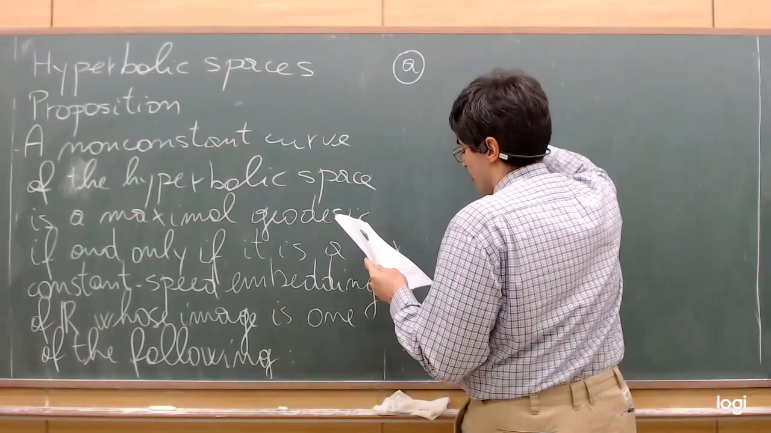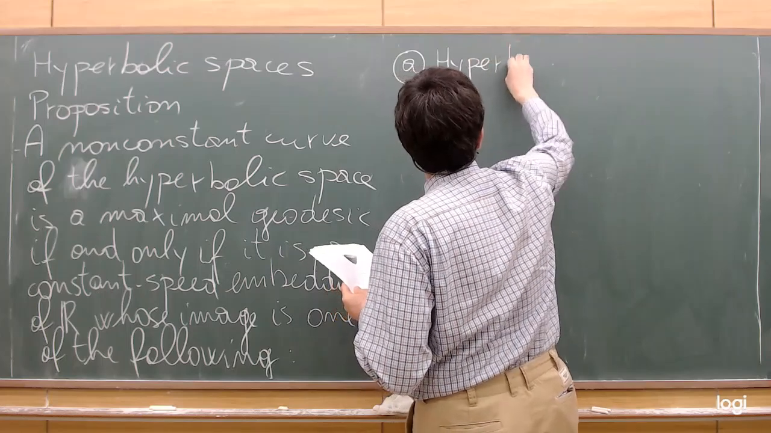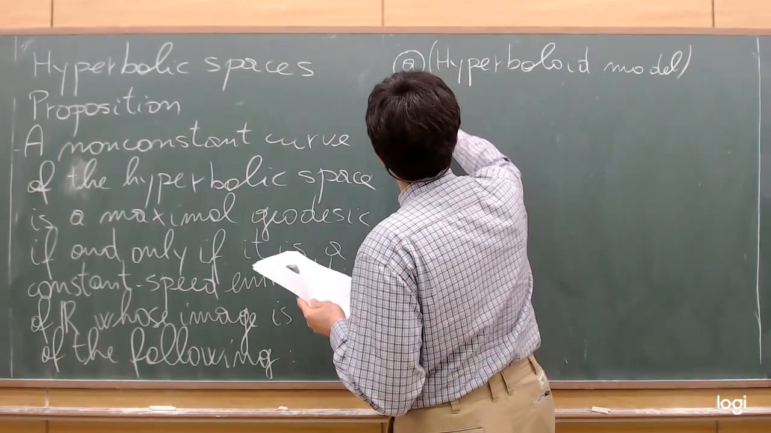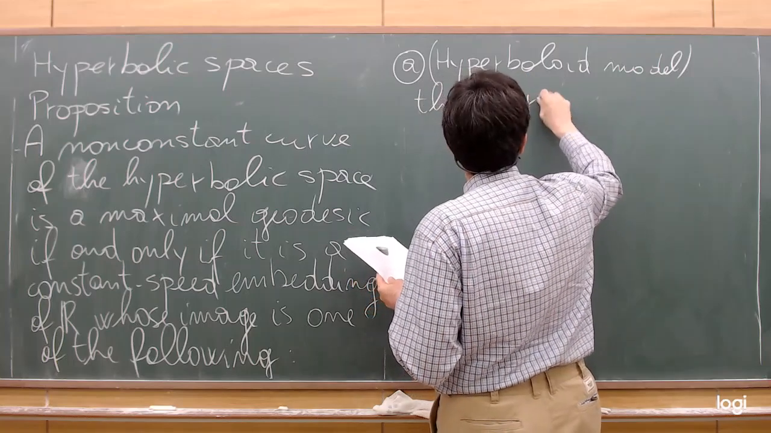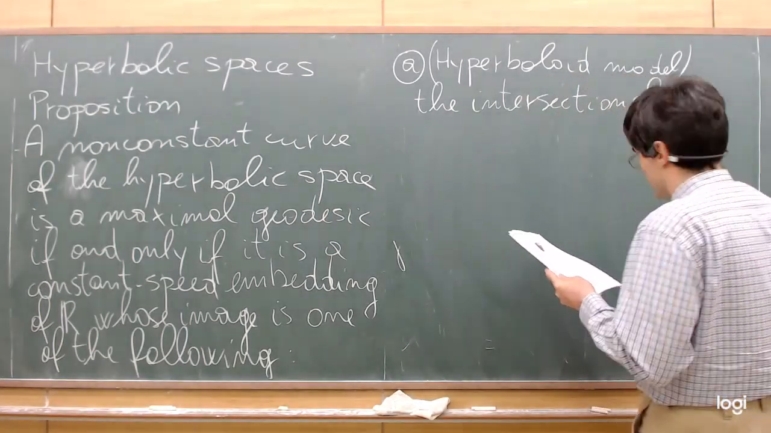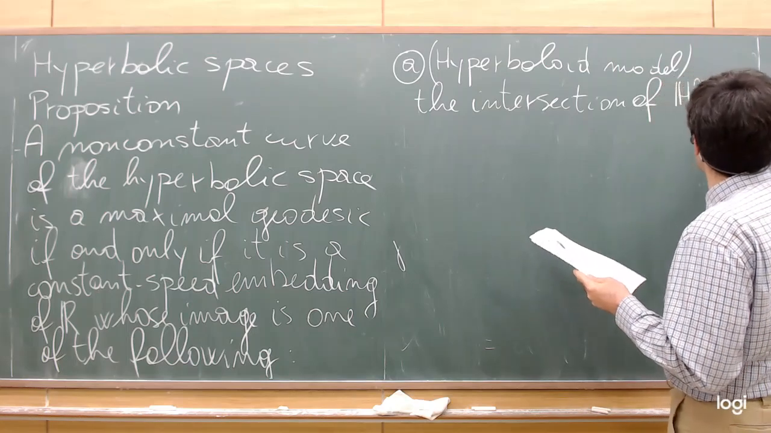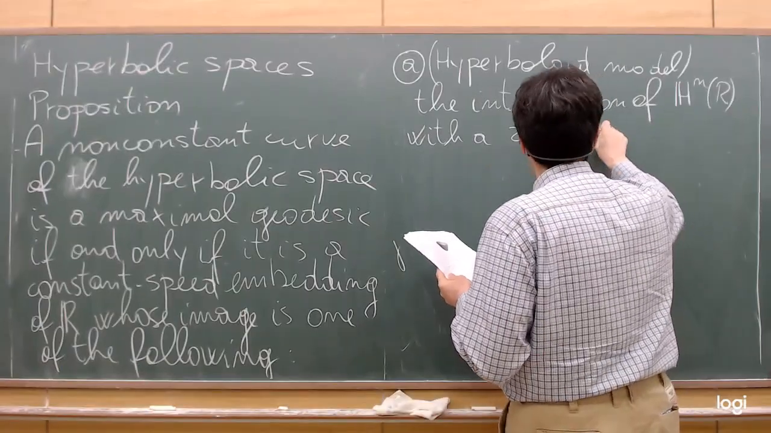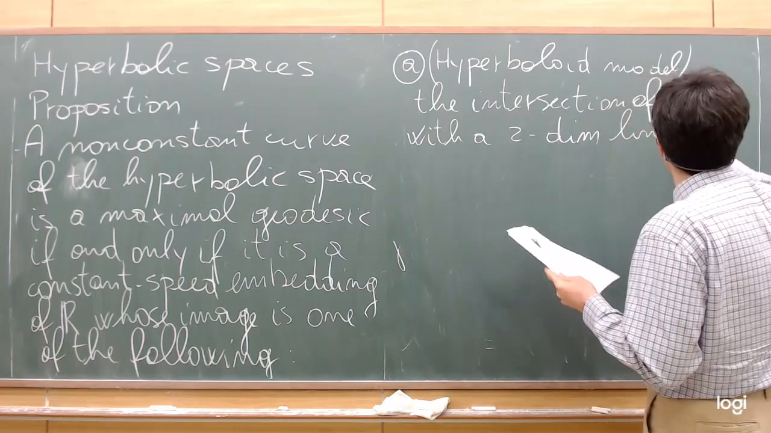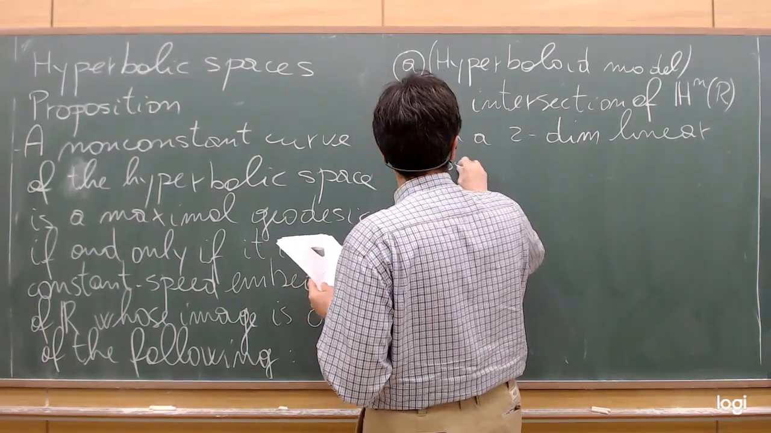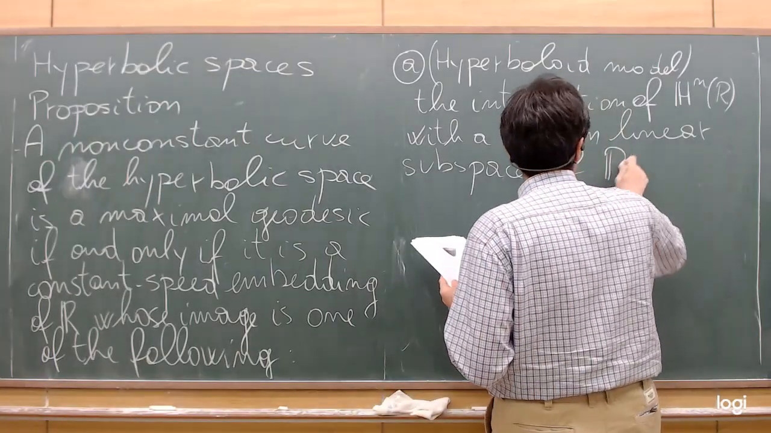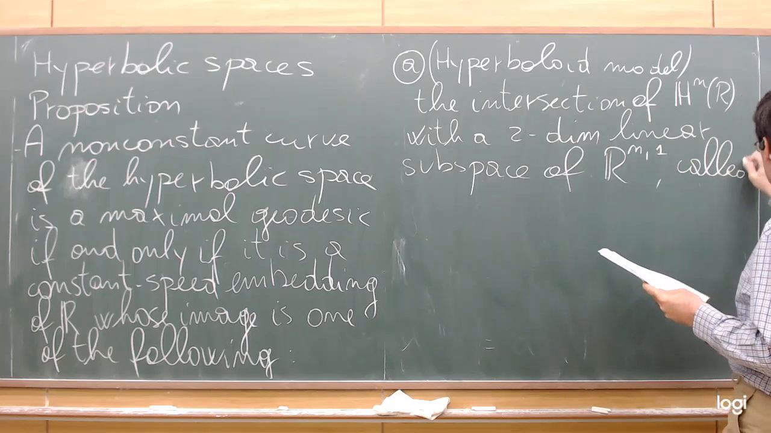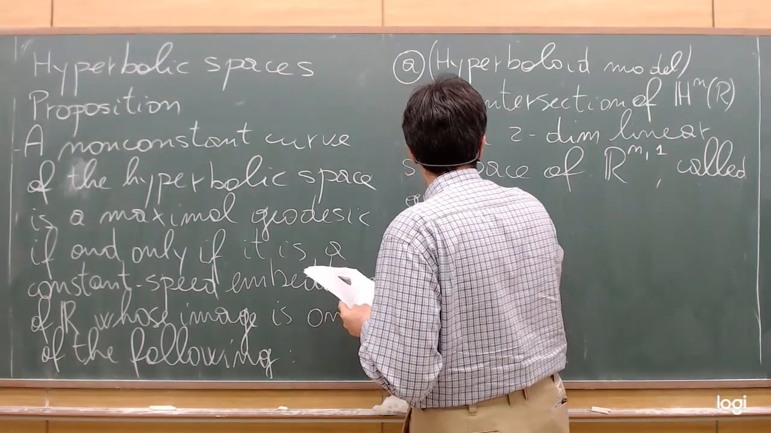A. In the case of the hyperboloid model, the intersection of H n R with a two-dimensional linear subspace of R n,1. This is called great hyperbola.